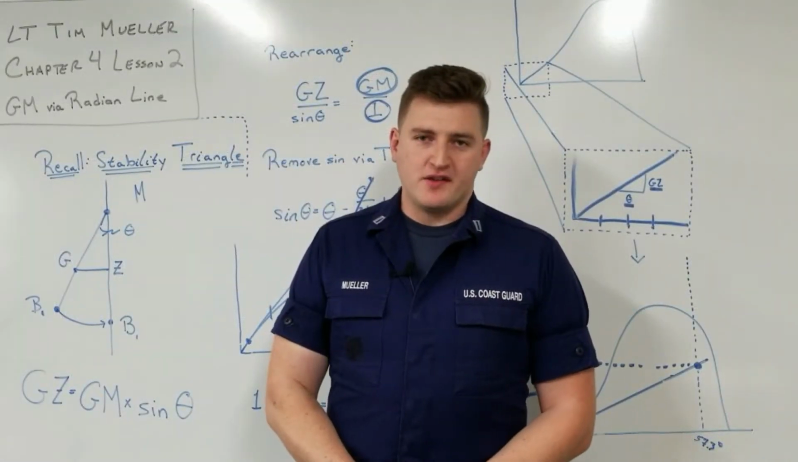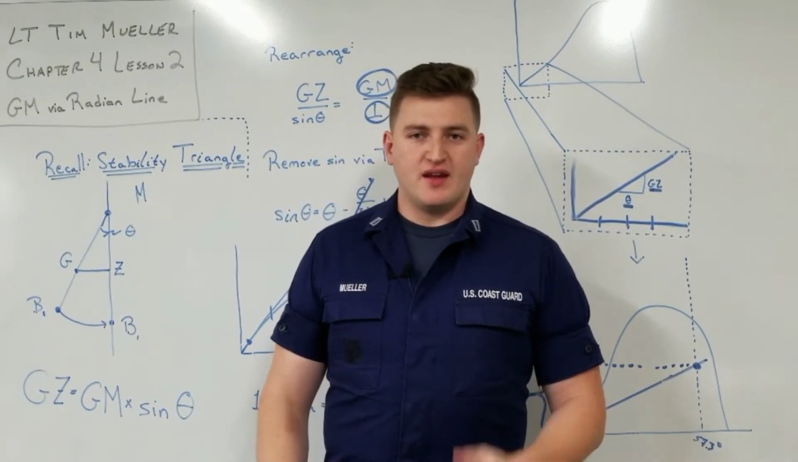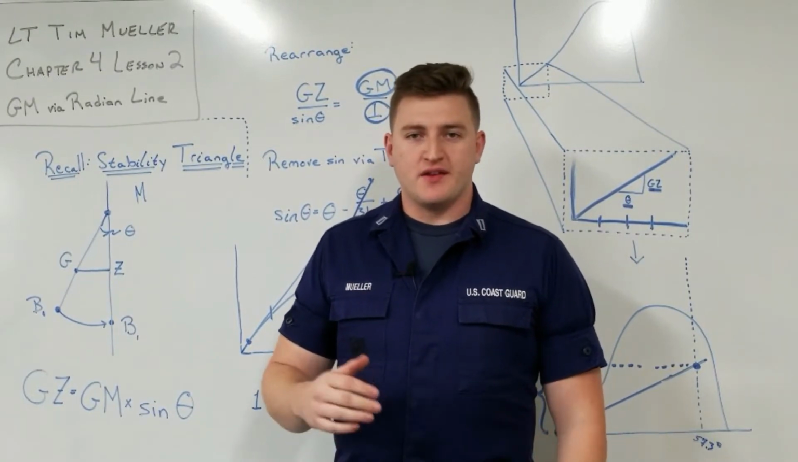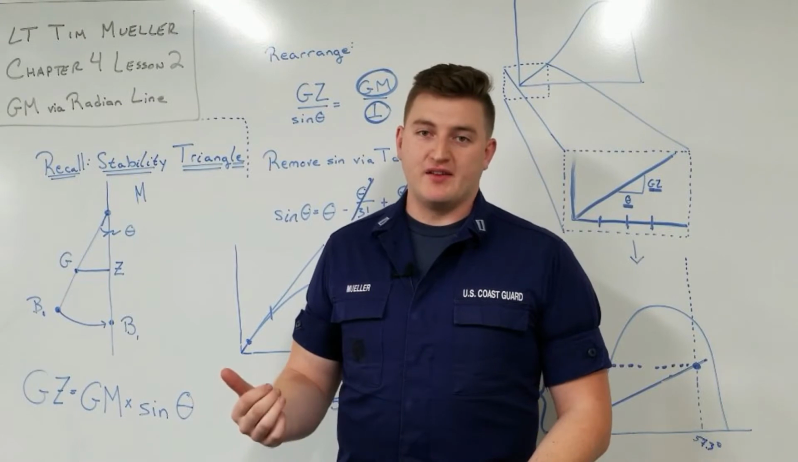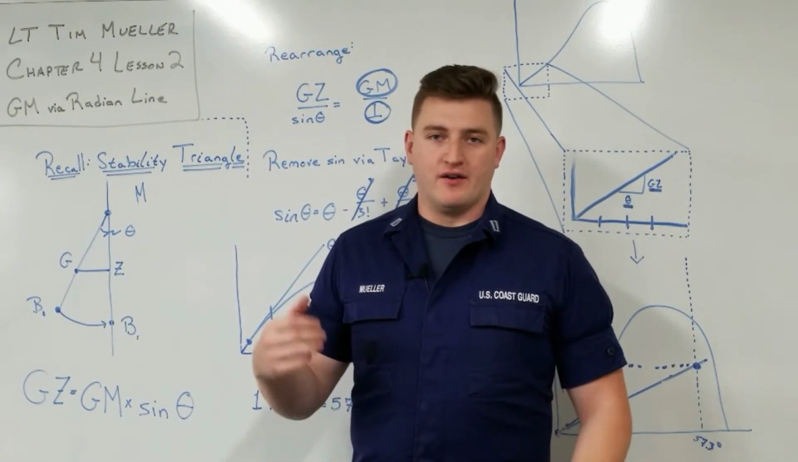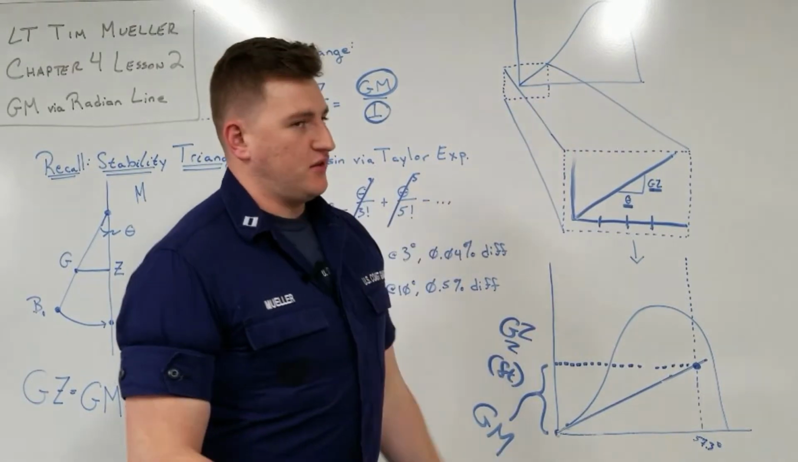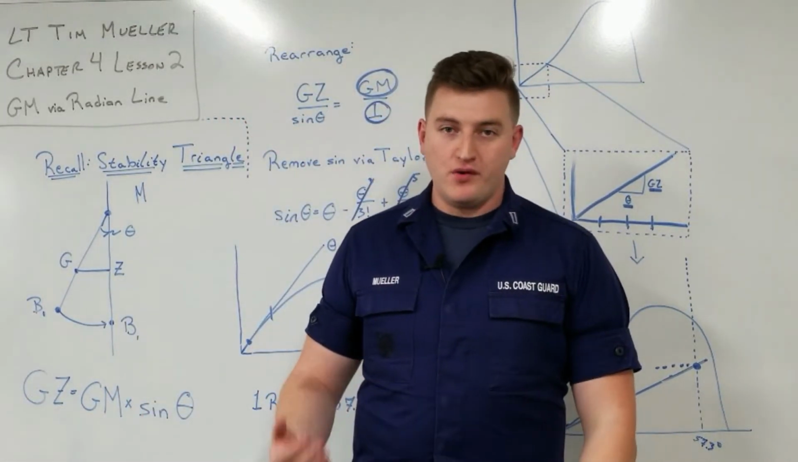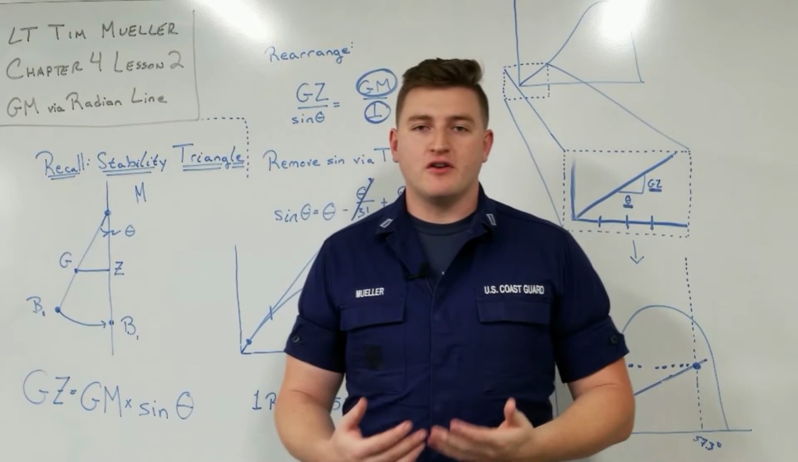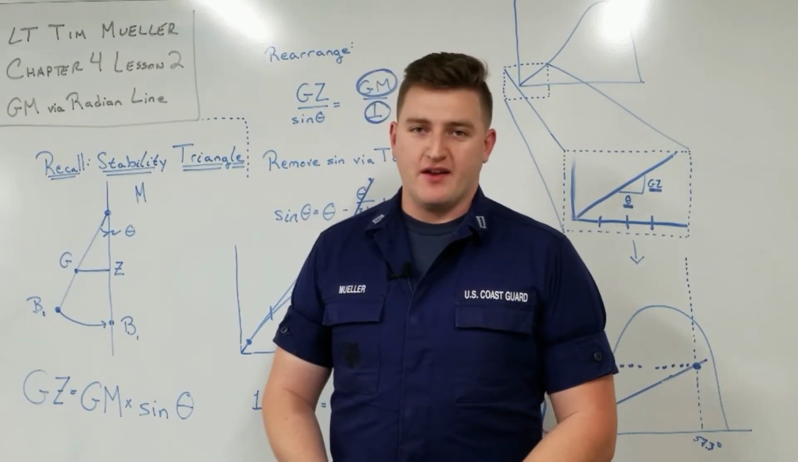The next 2 videos are going to be about sine corrections and cosine corrections for where the center of gravity is on a ship related to the assumed center of gravity in a naval architect's calculations. When we have a sine correction, we can still use this radian line. However, if we have a cosine correction, we can't. And we're going to learn why and why not in these later videos.